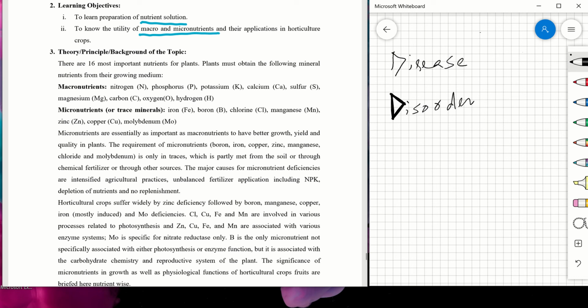So here you can go through this theory of the background. There are 16 most important nutrients for plants. Plants must obtain the following mineral nutrients from their growing medium. So macronutrients, macro means they are required in larger amounts: nitrogen, phosphorus, K, calcium, sulfur, magnesium, carbon, hydrogen, oxygen.